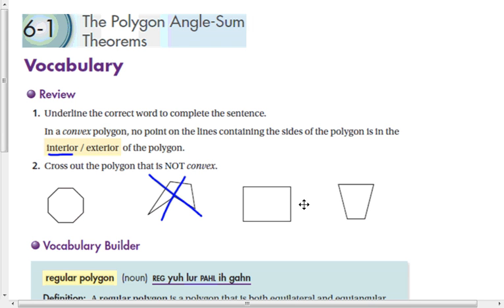Hey students, this is lesson 6.1. We're going to learn in this lesson the polygon angle sum theorems, which let you figure out the number of degrees in a polygon, the number of interior degrees in a polygon, or the number of exterior degrees in a polygon. All right, go ahead and do the review and I'll check back with you.